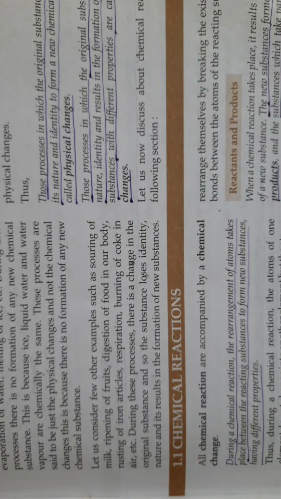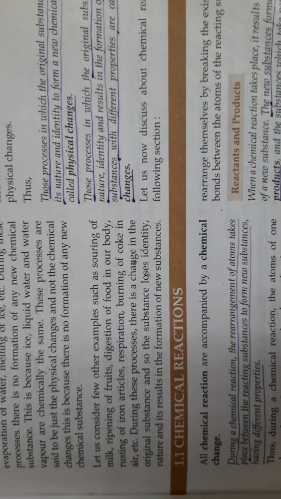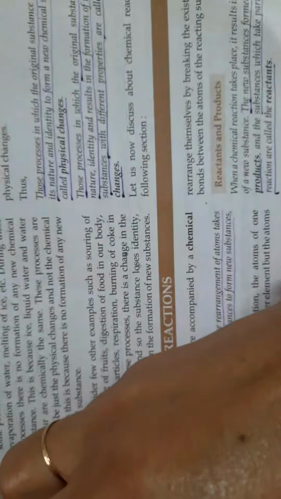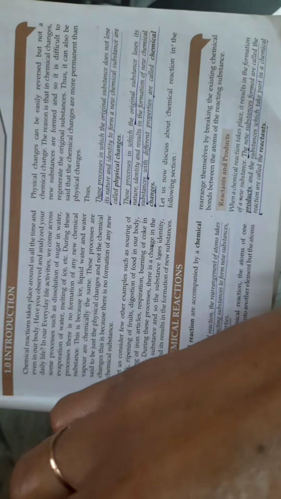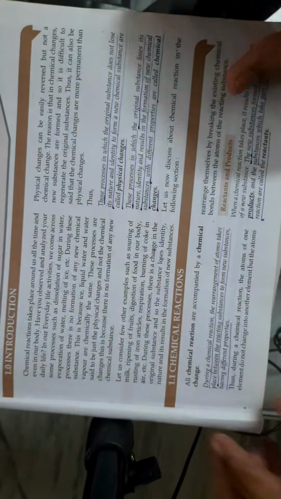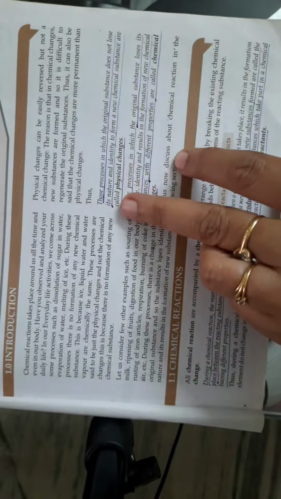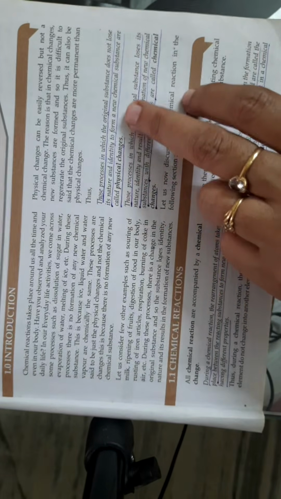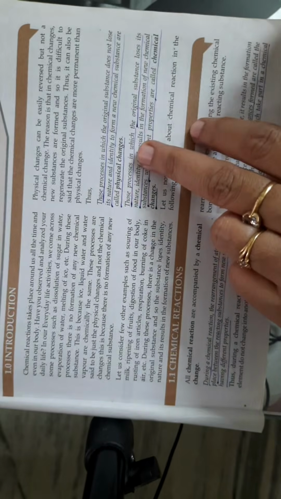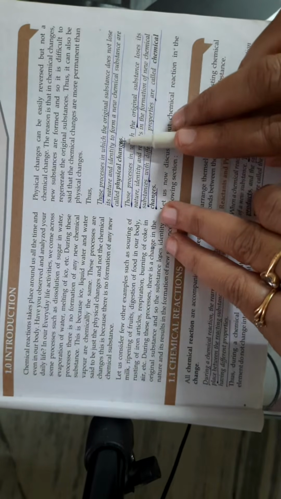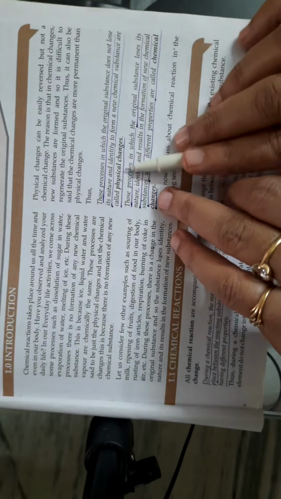Those processes in which the original substance does not lose its nature and identity to form a new chemical substance are called physical change. So what is physical change? Physical change is a change where the nature and identity of the substance is not changed.